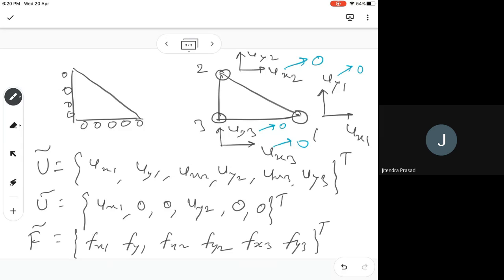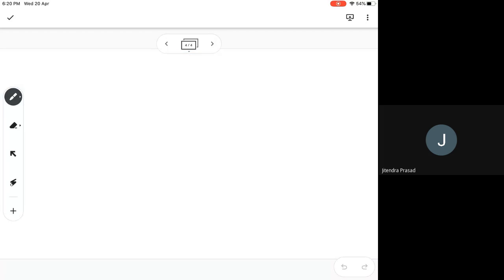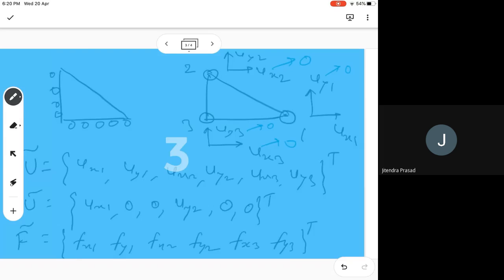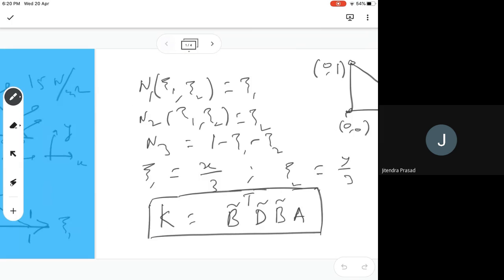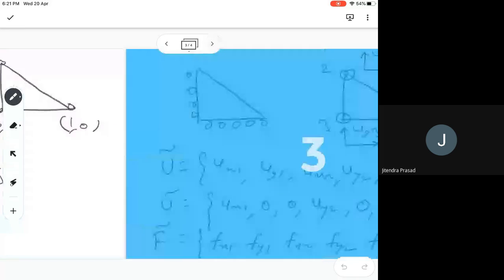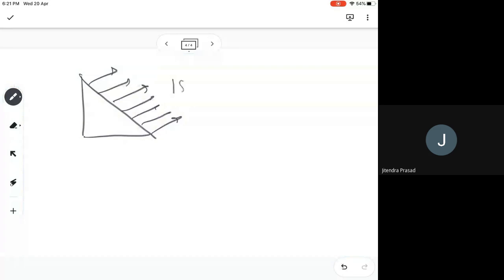Now we have to find out what those values are, and what is given to us is that on this triangle we have the forces going perpendicular to it like this, and the value is also given. So the value was 15 Newton per meter square. And we know that this is 3 and this is 3, so this becomes 3 root 2 as the length.